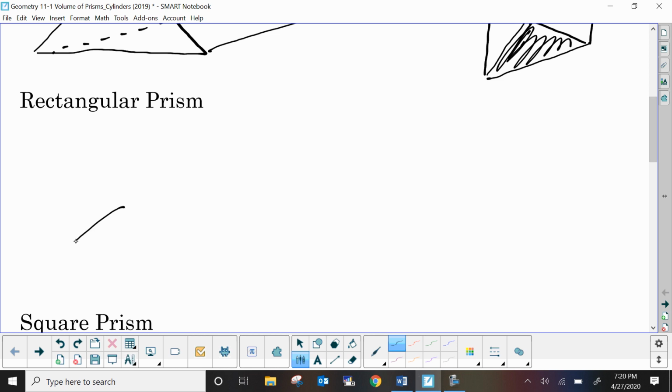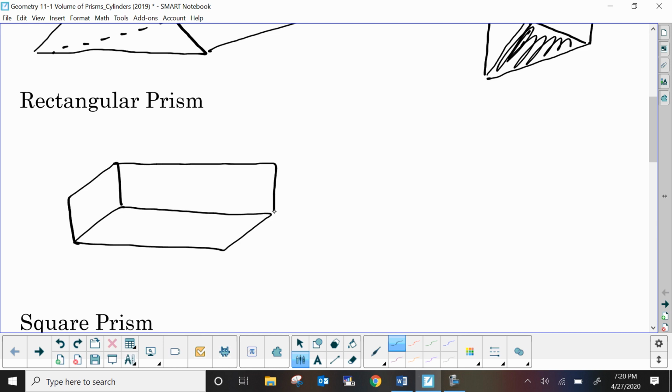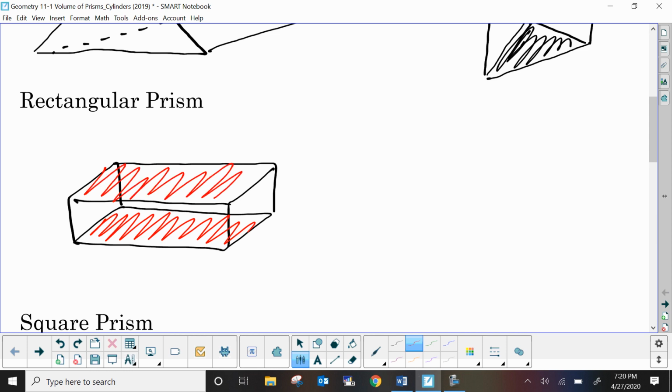Then you have a rectangular prism, probably one of the most common ones because of a cereal box or something crazy. But there is a rectangular prism. These sides are parallel and congruent. They are rectangles, so that is a rectangular prism.